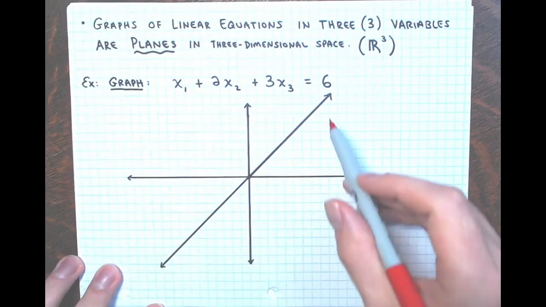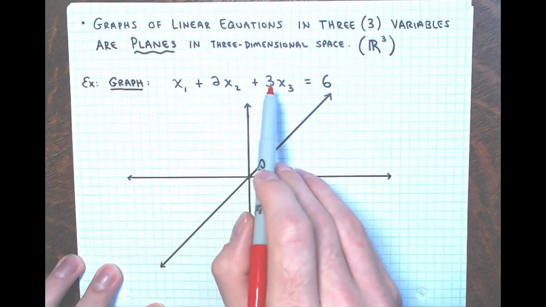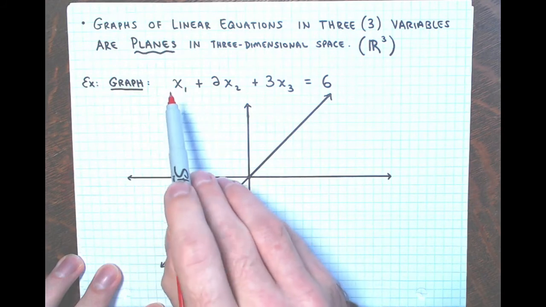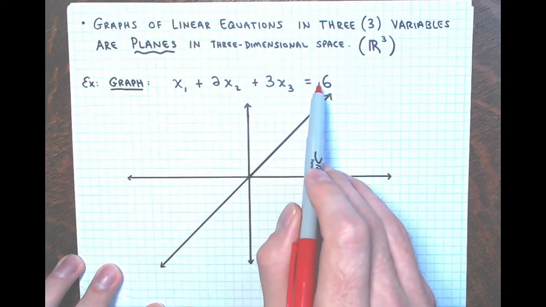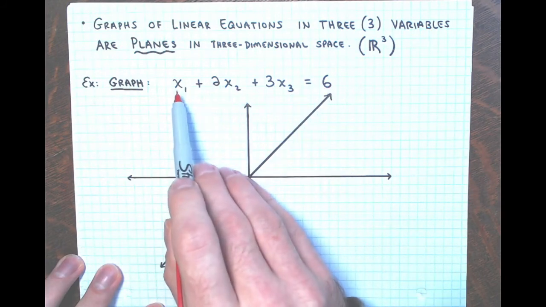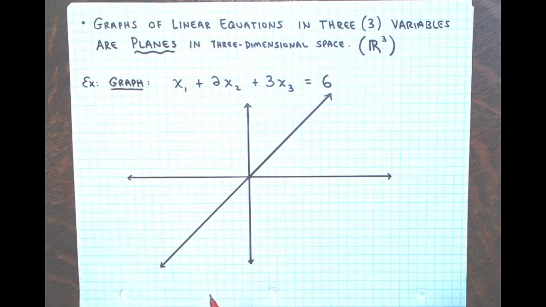Three axes, three number lines, because this is a linear equation in three variables. I have x1 plus 2x2 plus 3x3 equals 6. Or you could say x plus 2y plus 3z equals 6. Still a linear equation in three variables.